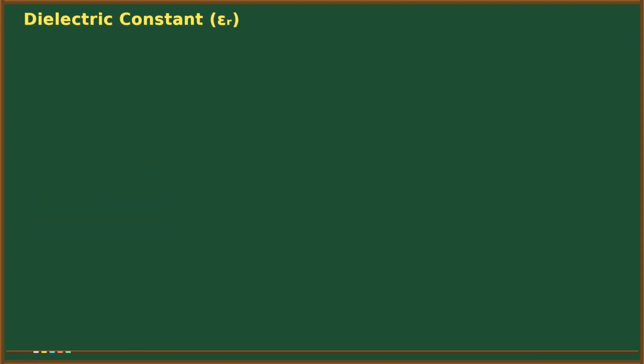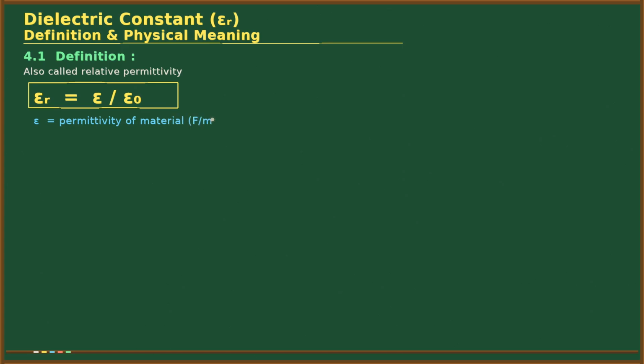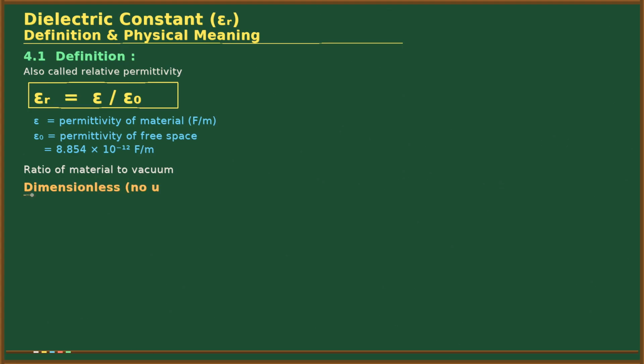Next we will discuss the dielectric constant, epsilon sub r. Definition: the dielectric constant, also called relative permittivity, is defined by the relation epsilon r equals epsilon over epsilon naught, where epsilon equals the absolute permittivity of the material in farads per meter, and epsilon naught equals the permittivity of free space, 8.854 times 10 to the minus 12 farads per meter. It is the ratio of permittivity of the material to permittivity of free space.